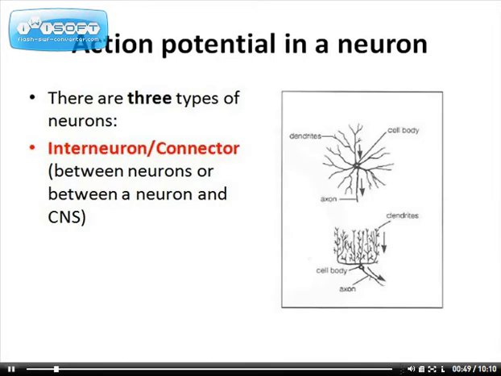There is also an interneuron or a connector neuron. This neuron picks up a message from a sensory neuron and takes it to the central nervous system, or between one neuron and another neuron.